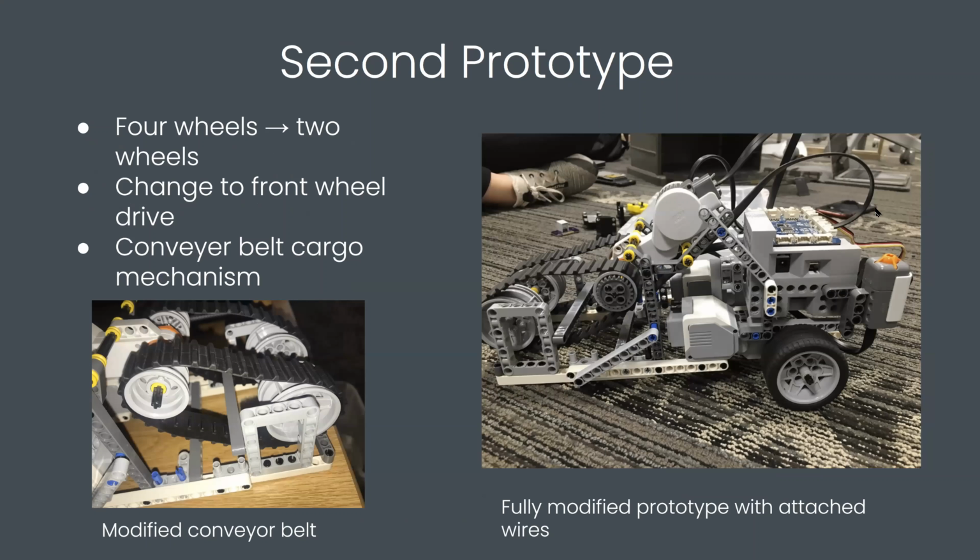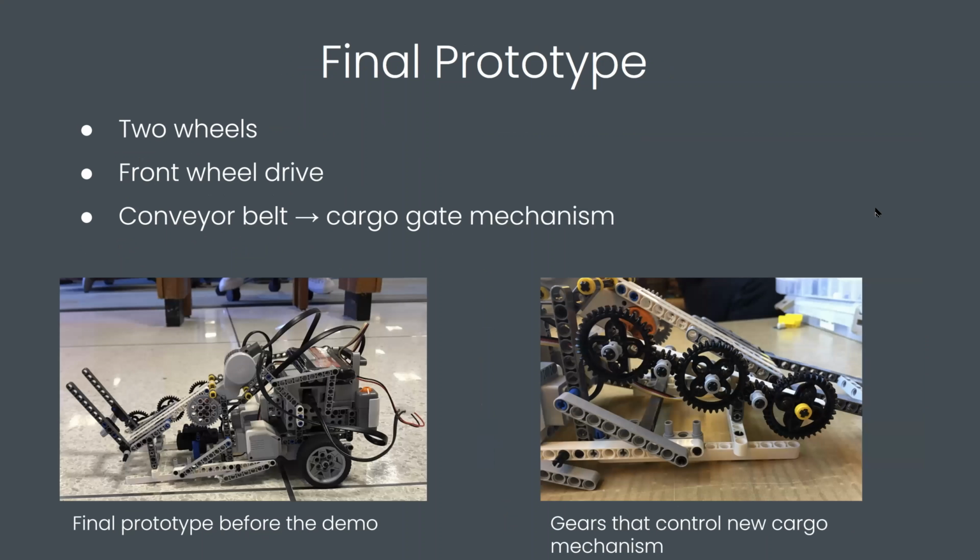However, this version of the prototype kept the conveyor belt cargo mechanism. The final prototype kept the 2-wheel sled design with the front-wheel drive. The major change was the changing of the cargo mechanism. During the presentation of competency, it was revealed that cargo would not stay on the conveyor belt while the macro was moving or attempting to go over an obstacle.